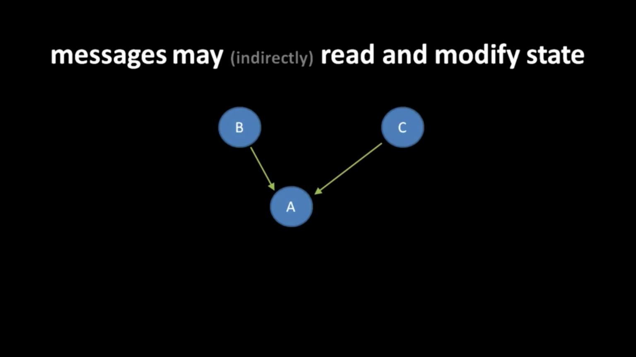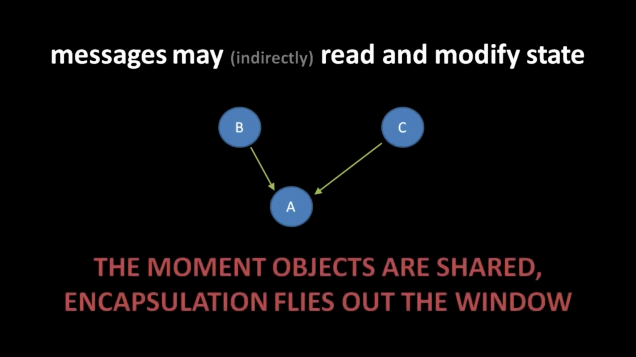The hard problems of shared state are much, much deeper. Where in the system of 10 objects all sharing this state is the real coordination? And the answer is there isn't any. As soon as you have objects being shared, encapsulation just flies out the window.